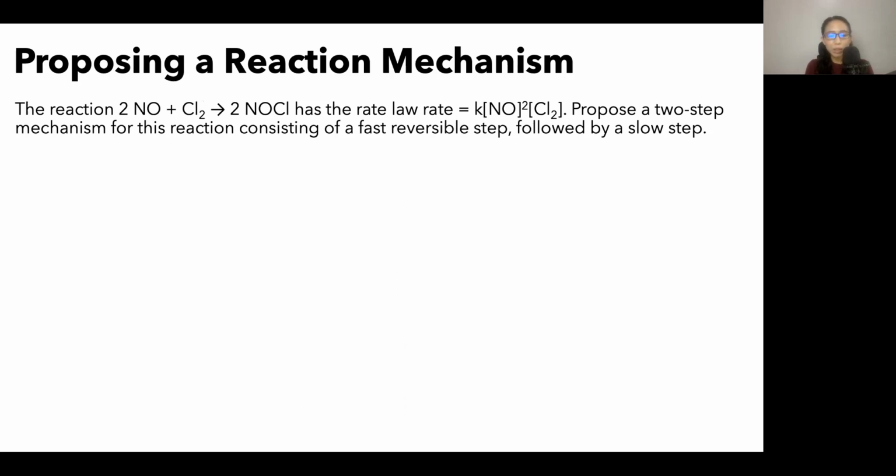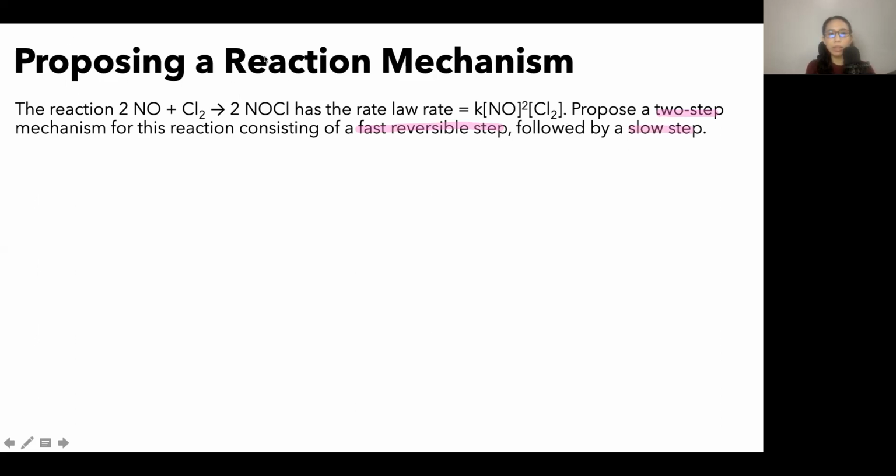So again, you can be as creative as you can be with your elementary steps. But now here in this example, we have several hints. The first hint that we have is that the mechanism must be a 2-step mechanism. So limit your mechanism into 2 steps. And you have a fast reversible step, which is your first step. Your second step is a slow step.